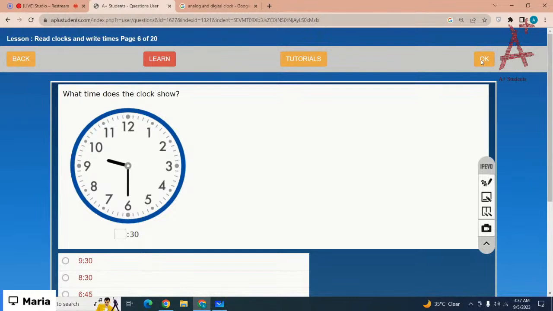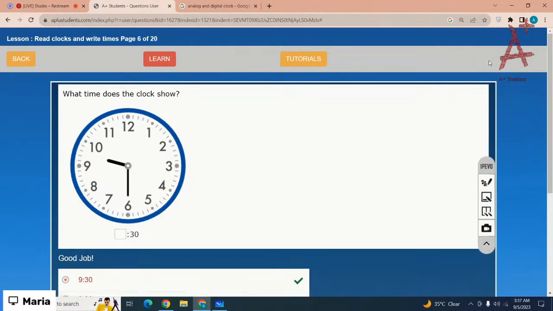What time does the clock show? Which is the correct option? The correct option is 9 hours and, since you already have the minutes given, it would be 9 hours and 30 minutes, because the hour hand points to the midway between 9 and 10, right? That means it is 9 hours and 30 minutes.